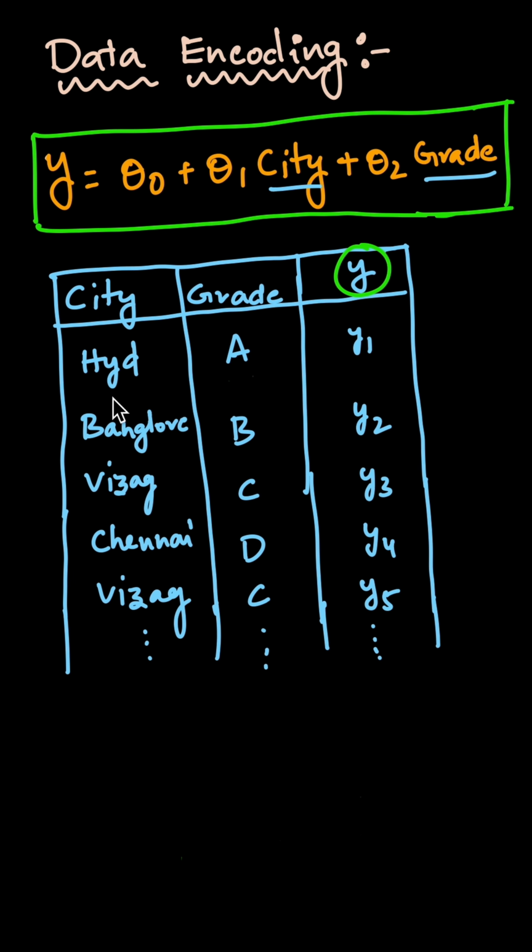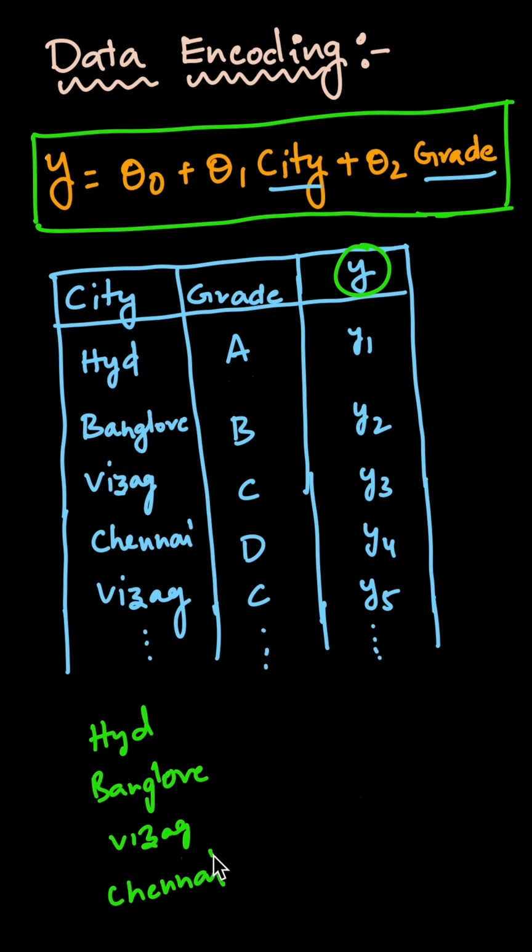And here, if we see the data that is present in our data set, in city, there are 4 different cities, that is Hyderabad, Bangalore, Vizag, and Chennai. So these are the 4 different cities that we are having. And in grade, we are having 4 different values, that is A, B, C, and D, right?